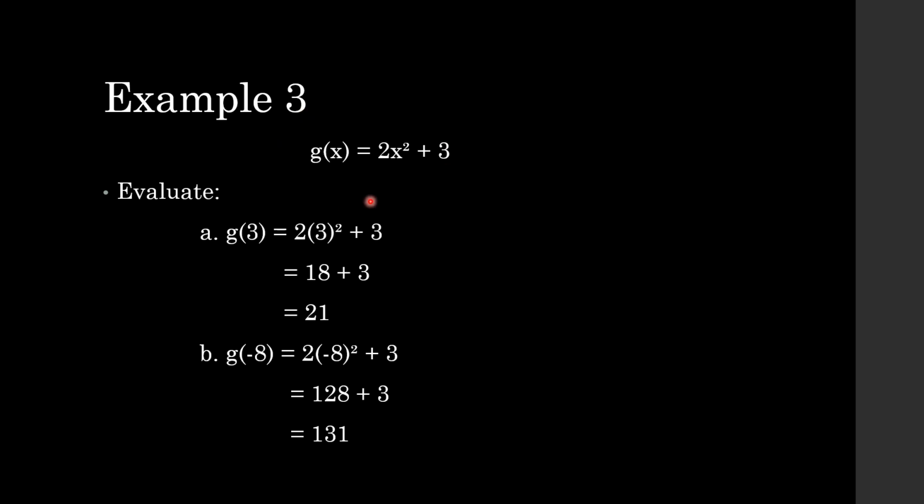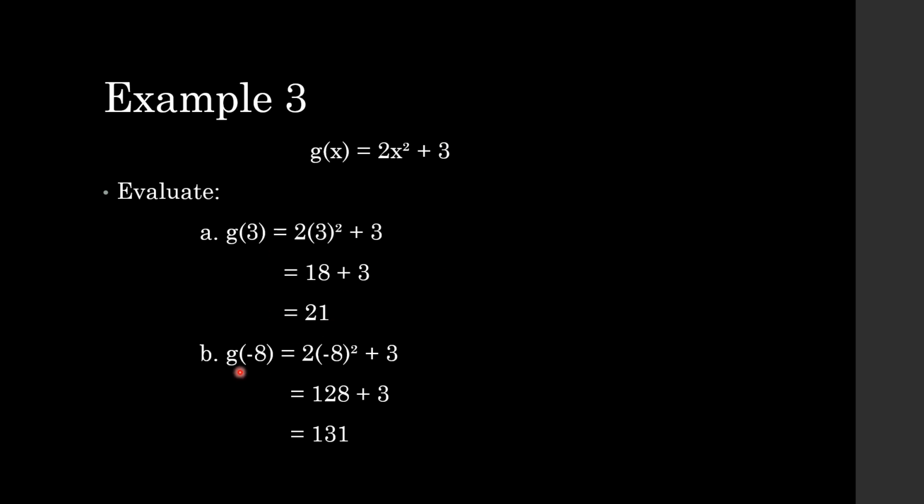Example 3. If g of x equal to 2x squared plus 3, we want to evaluate g of 3. The same process, the input. Then we process the input by using the machine g of x, which is 2x squared plus 3, for us to get the output 21.